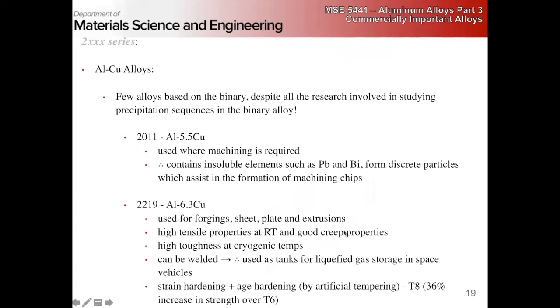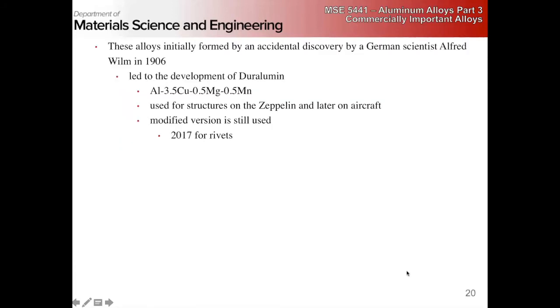It has high tensile properties at room temperature, it's good at creep, and it has a high toughness at cryogenic temps. And this is really the key property of this alloy. It can be welded, and it's used a lot in space applications, liquefied gas storage tanks in space vehicles, right? Because we want to retain that high toughness at the cold vacuum of space temperatures. Strain hardening and aging, so it's typically in the T8 state.